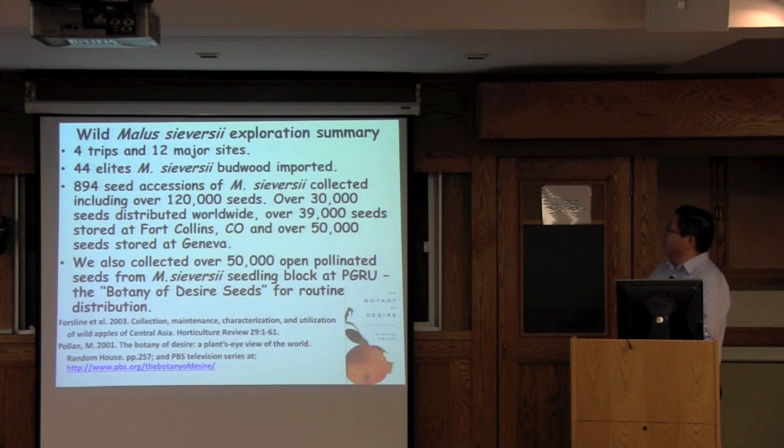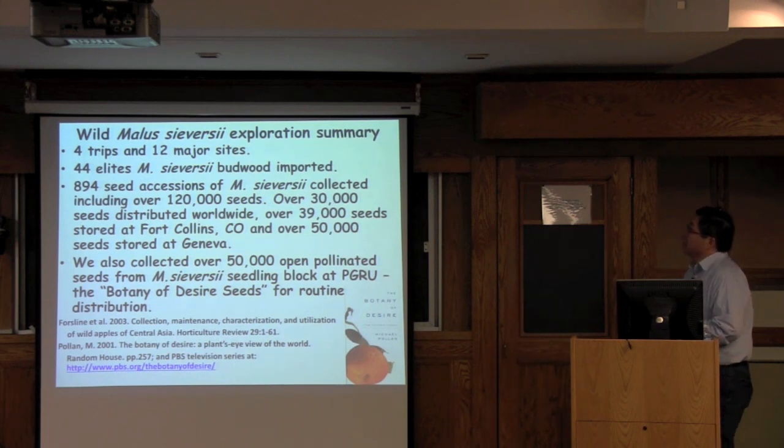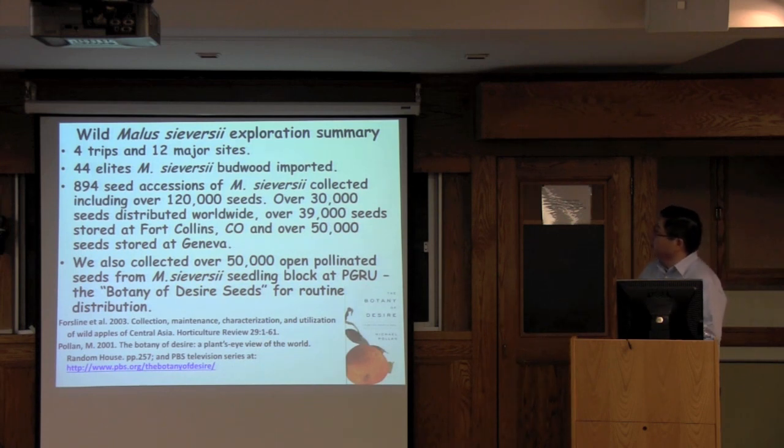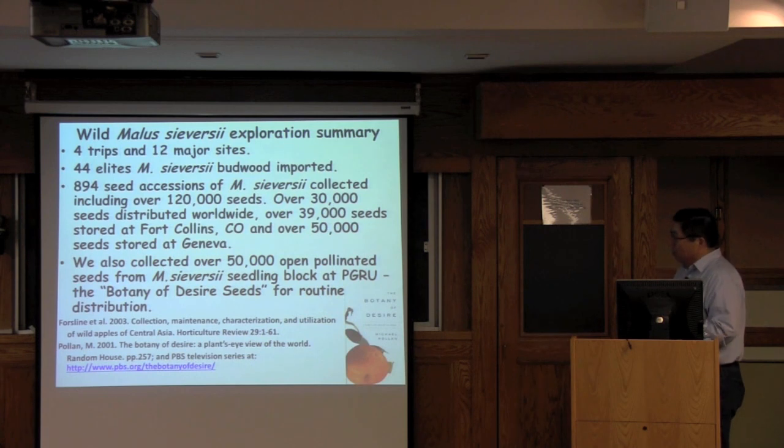Here's a summary about the tremendous amount of work on the exploration for Malus sieversii. Basically, there were 4 trips together, 12 major sites, and based on the phenotype they observed in the field, they selected 44 they call Malus sieversii elite. They got the budwood and brought it back to the United States. They also collected over 894 seed accessions of Malus sieversii from the wild, including over 120,000 seeds altogether.